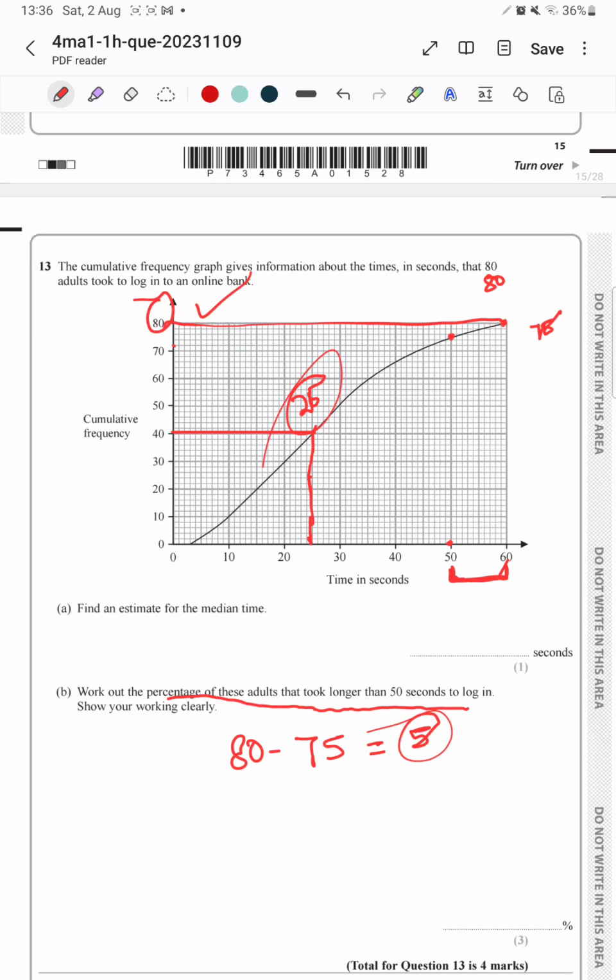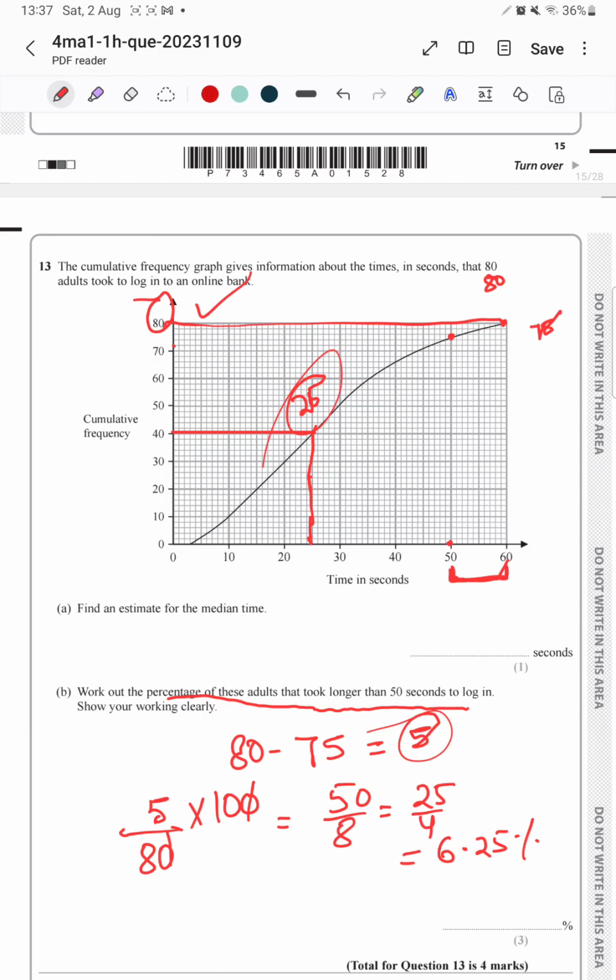We have to find out the percentage of the people who are taking more than 50 seconds. So how many are there? 5. They are out of 80. And we have to find the percentage. So times by 100. So we get 500 over 80, or you can say 25 over 4, which is going to be 6.25%.